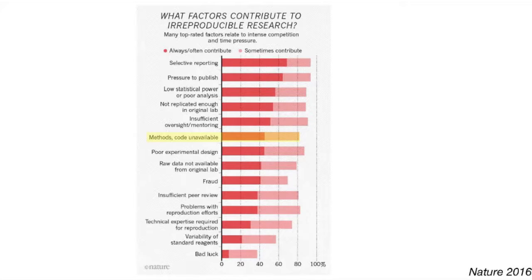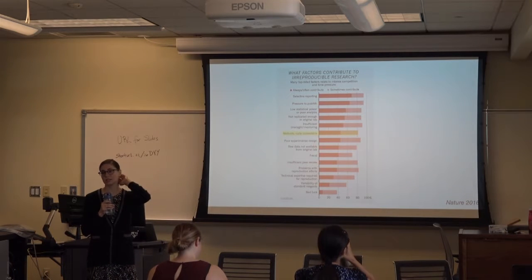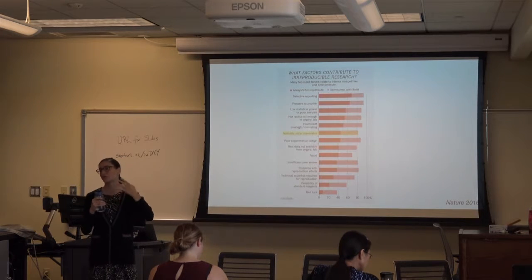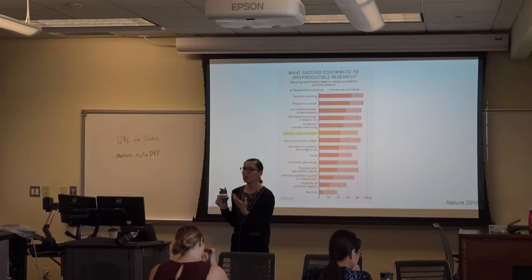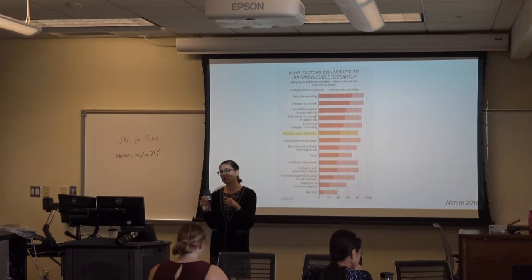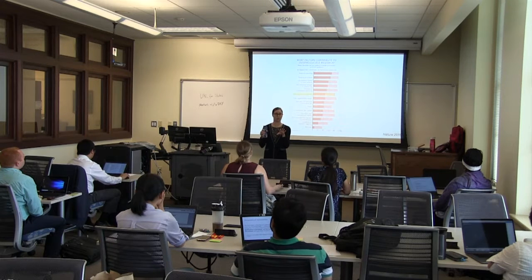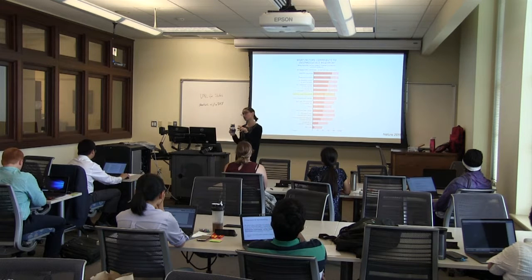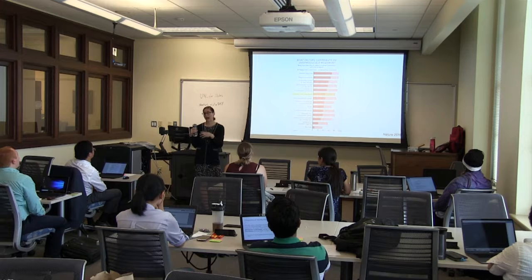So as you can see from this slide, this was published in Nature a few years ago. It's the same survey of researchers just sort of reporting back what they think the issue is in reproducibility. One of the important barriers to reproducibility is missing methods and missing code. And that is the main barrier to computational reproducibility. It's also something that individual researchers can tackle.